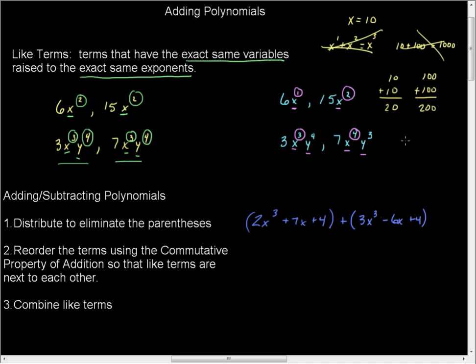So you have to be very, very cautious. You cannot combine unlike terms. And the different exponents make them unlike, because you're talking about tens and hundreds.